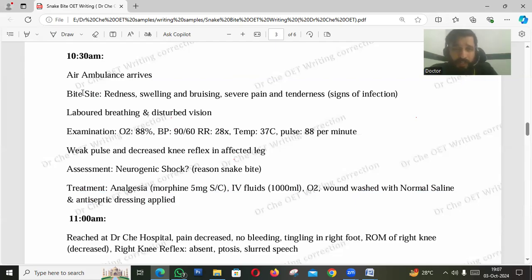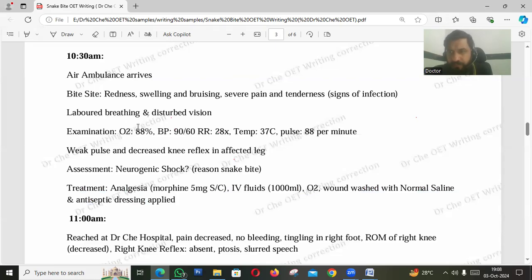One thing we can do at this time: air ambulance arrived and she had redness, swelling, bruising, severe pain, and redness on her bite side. Okay. Also, can we just write signs of infection on the bite side? We don't have to write in detail what the signs were.